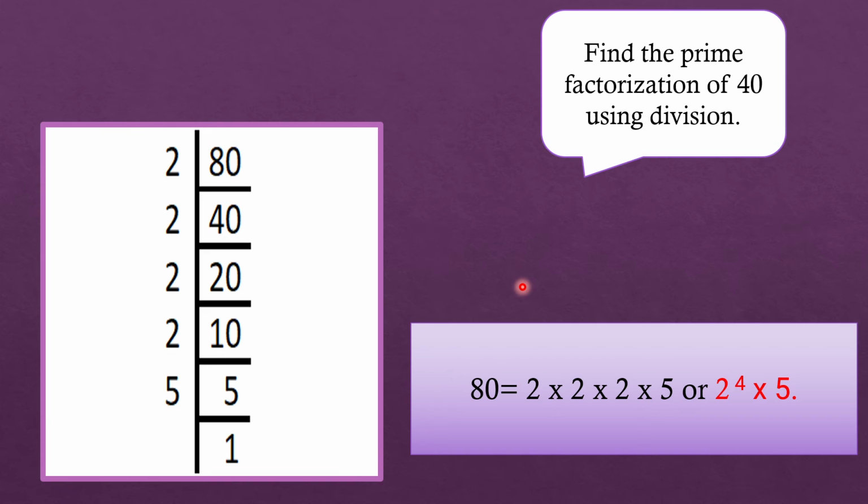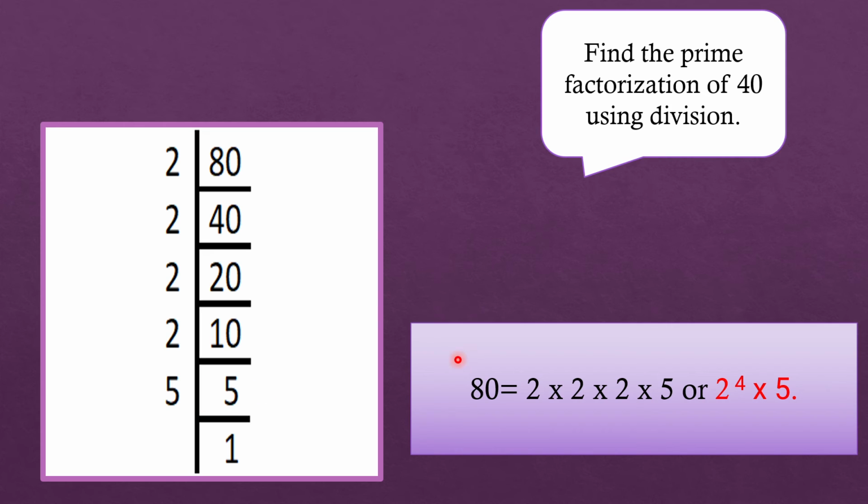Find the prime factorization of 80. Okay, 80 divided by 2 becomes 40. 40 divided by 2 becomes 20. 20 divided by 2 becomes 10. 10 divided by 2 becomes 5. So 5 is already a prime factor. And 1 is not a prime factor, right? So we're going to stop at 5.